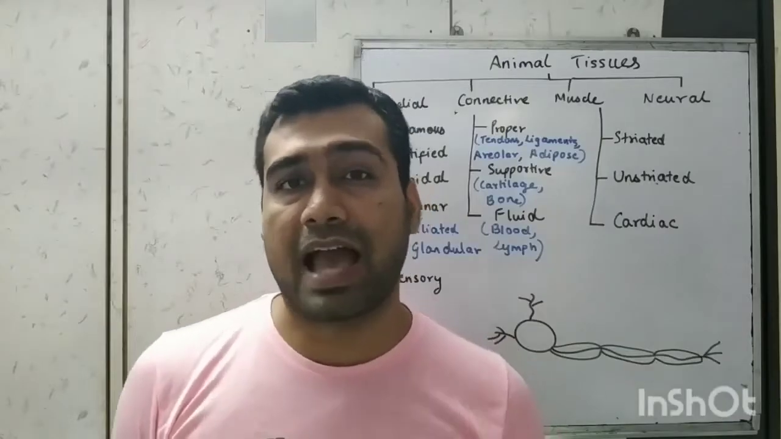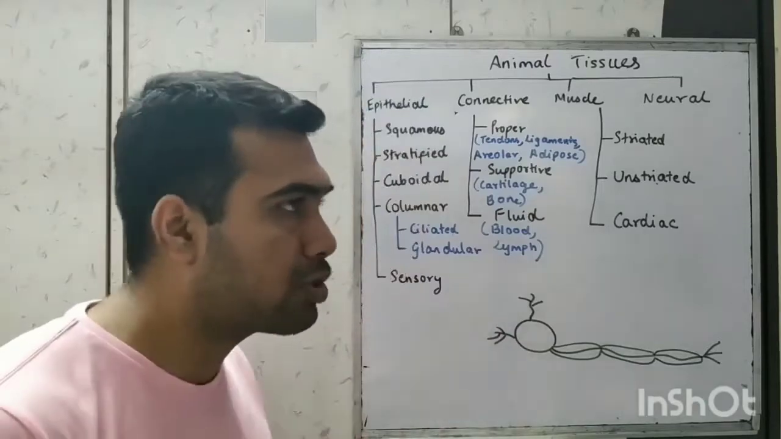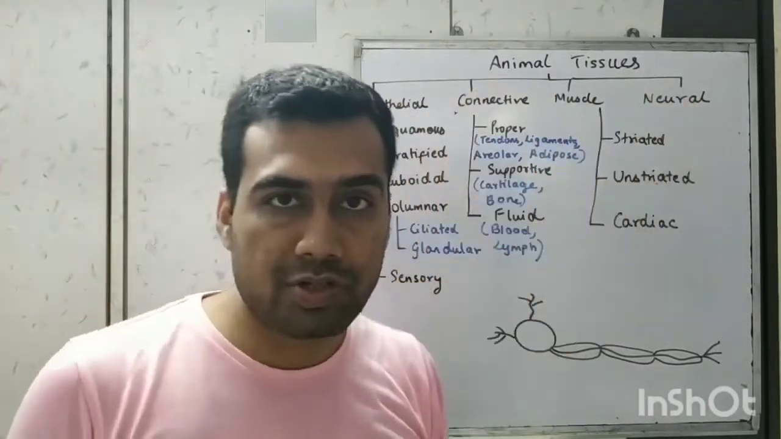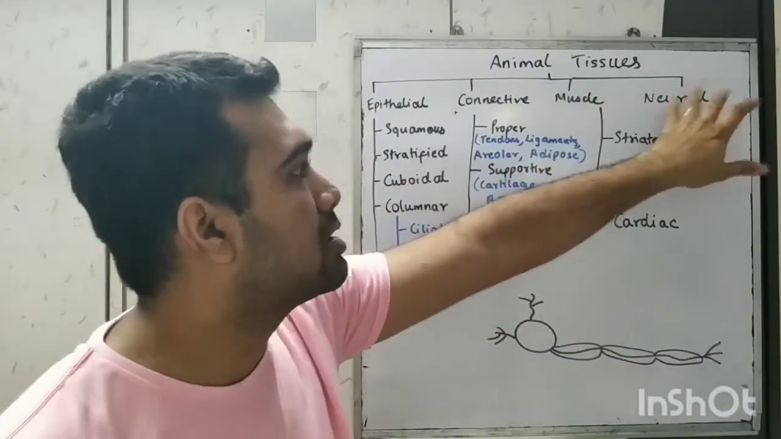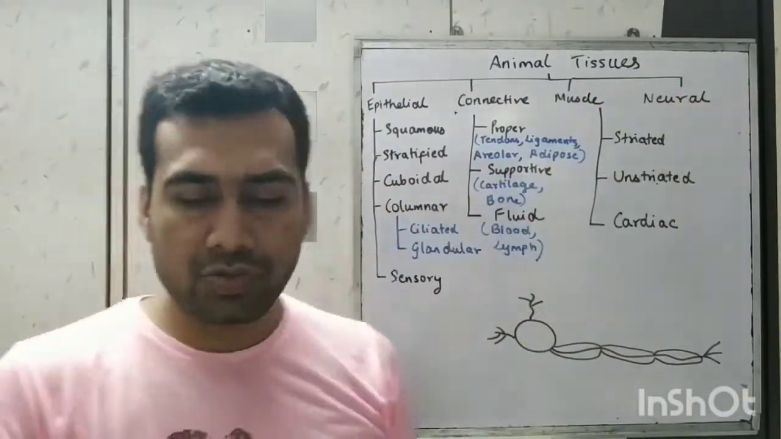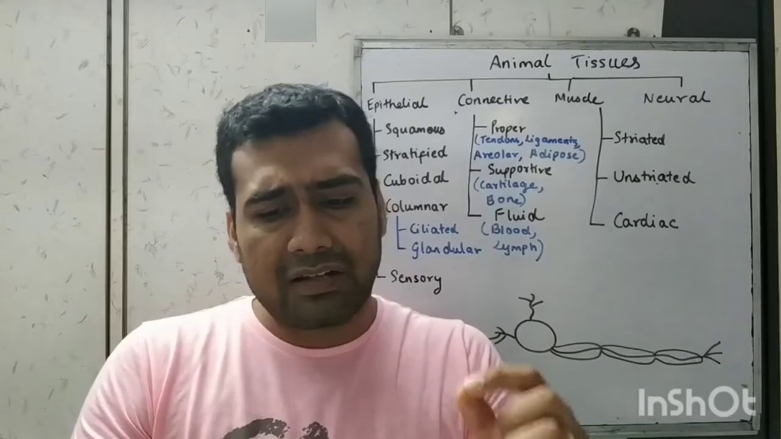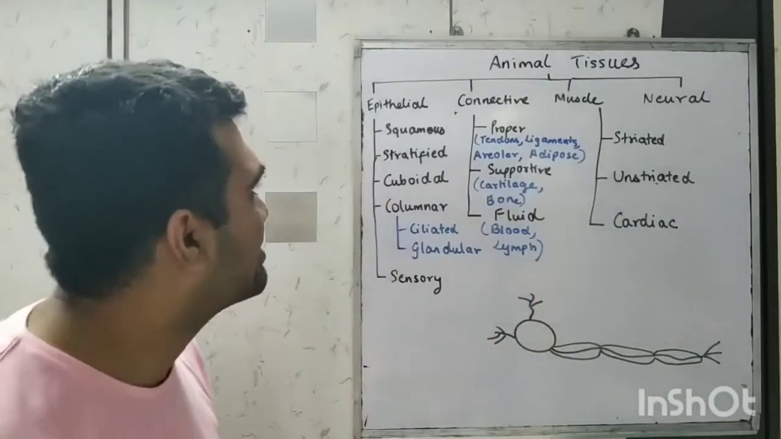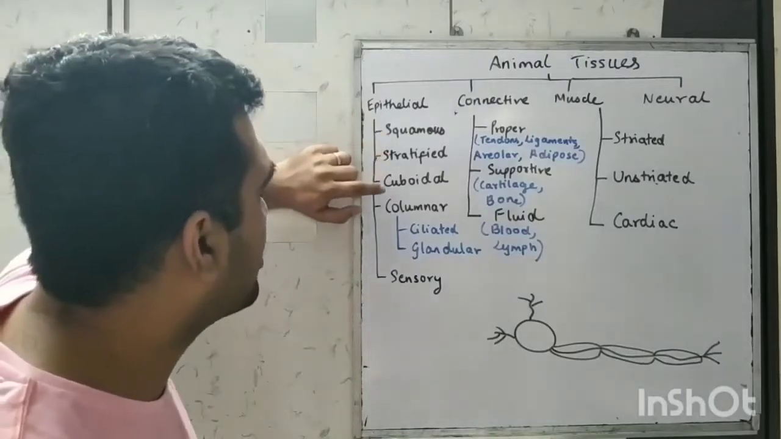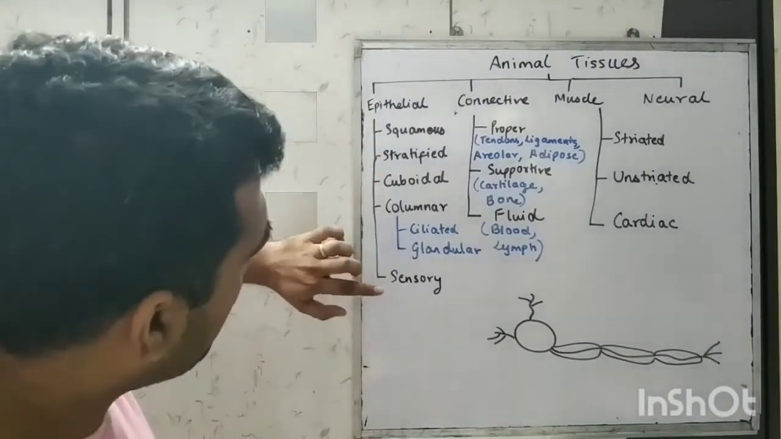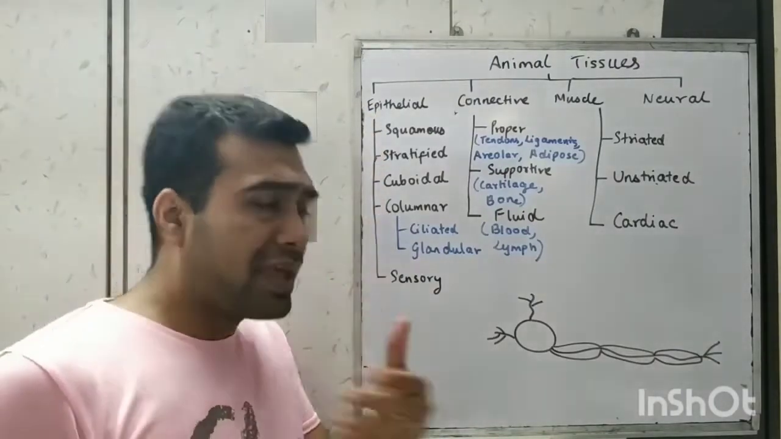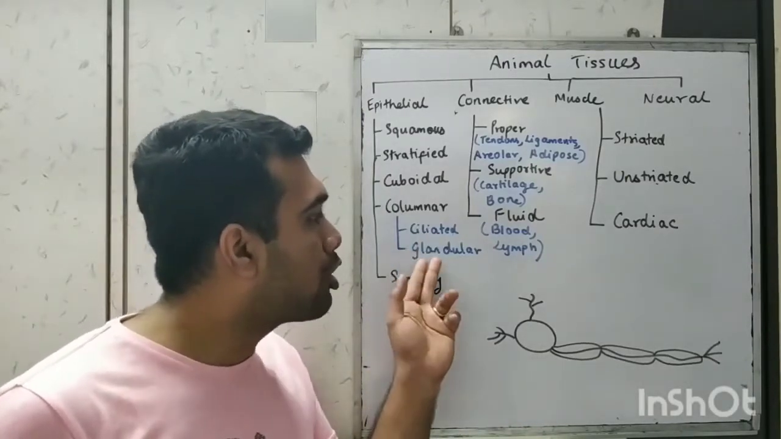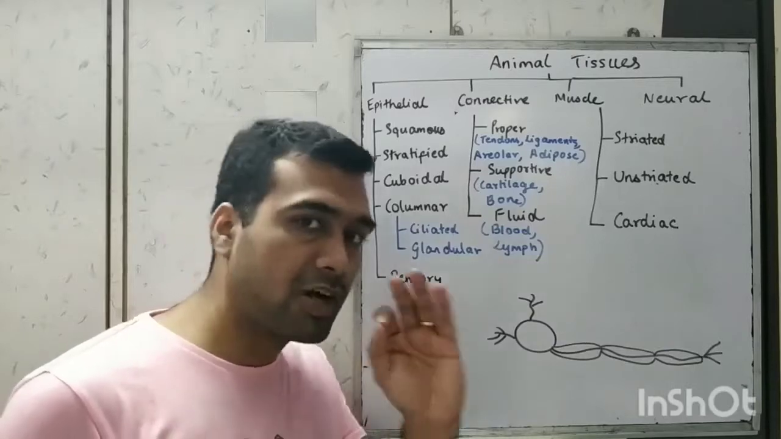Let's study the various types of animal tissues, which are classified into 4 broad categories: epithelial, connective, muscle, and neural tissues. It's also called muscular and nervous tissues. Epithelial tissues are a thin, protective, continuous sheet of cells, and they are of many varieties: squamous, stratified, cuboidal, columnar, and sensory. So there are 5 types. Columnar may have specialized cells called ciliated or glandular, which have specific functions.